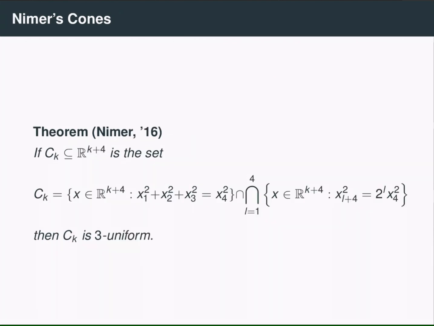However, in 2016, in his PhD thesis, Nimer gave the first examples of higher codimensional nonlinear uniform measures. While he only shows how to construct the following class of uniform measures, the methods can actually be used to construct many other different families.